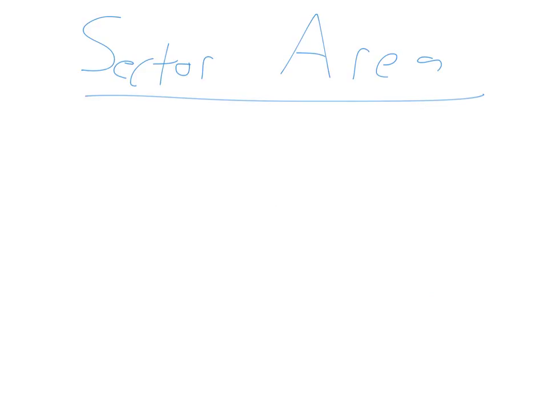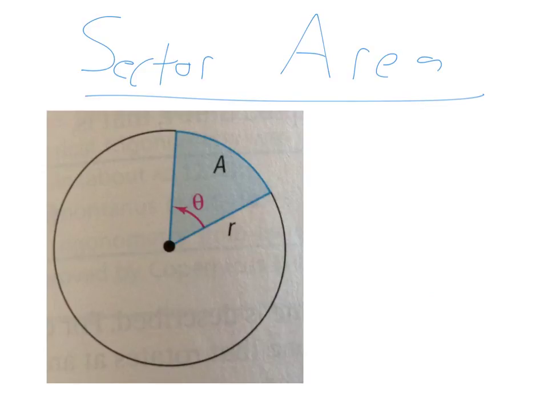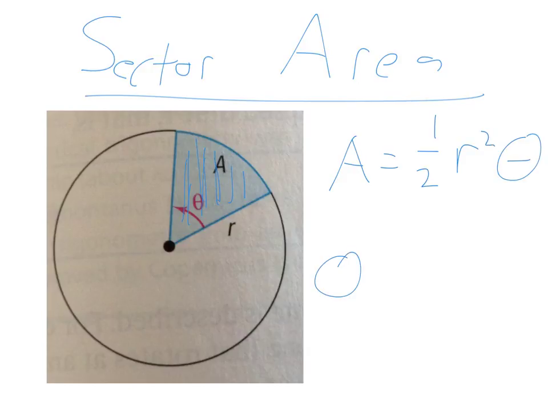Now we're going to talk about the concept of sector area. If we have this area created by the radius in a sector, remember, sector area is just the area created by the sector. The formula for the area is equal to 1/2 times the length of the radius squared times our angle. Remember, theta is in radians.